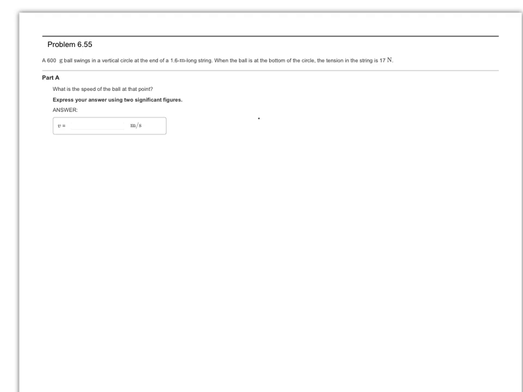Up next, we have a golf ball being swung in a circle on a string. So there is my string, and the golf ball is going in a circle, something like that. We want to know, when the ball is at the bottom of the circle and we have the tension, we want to find the speed. So I'm, of course, going to start with the forces acting on the ball in this situation. We have the force of tension going up on the ball, and the force of gravity going down on the ball, and my acceleration, of course, is inward.